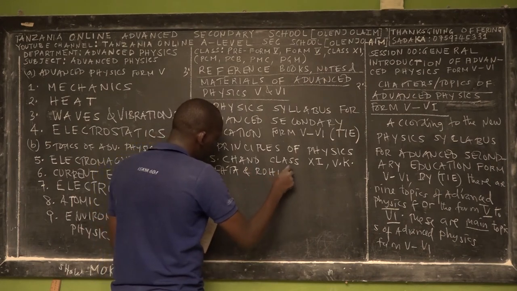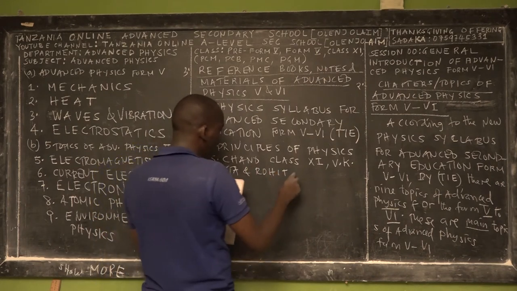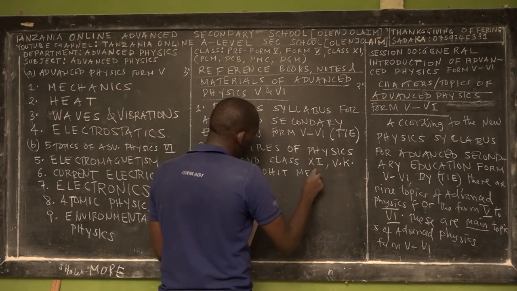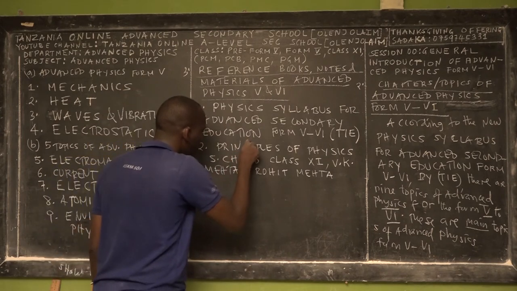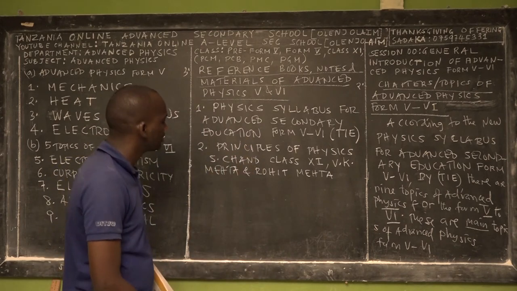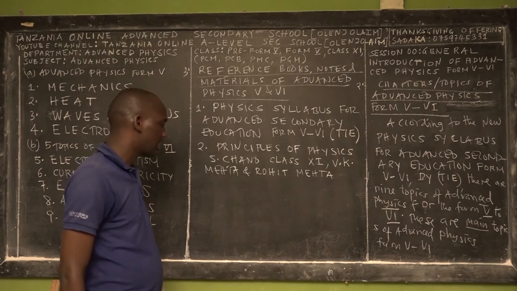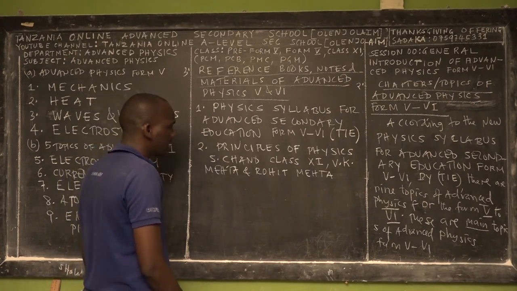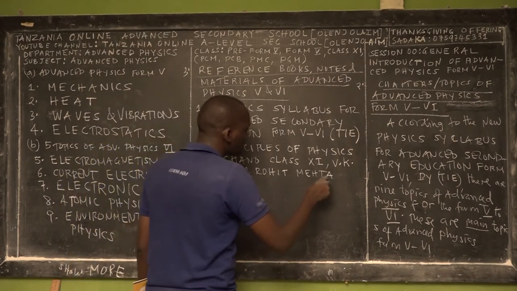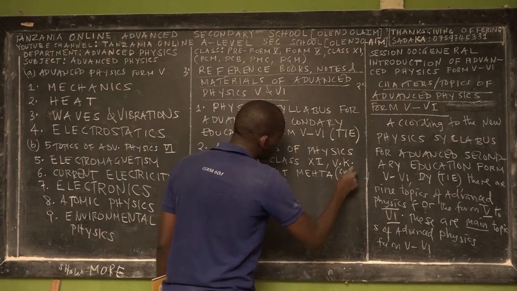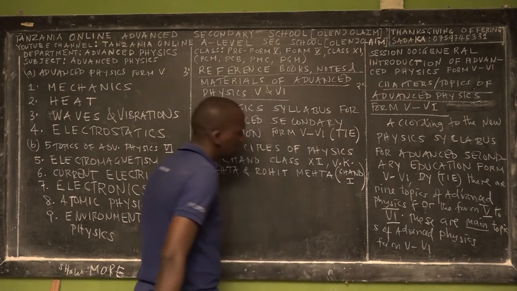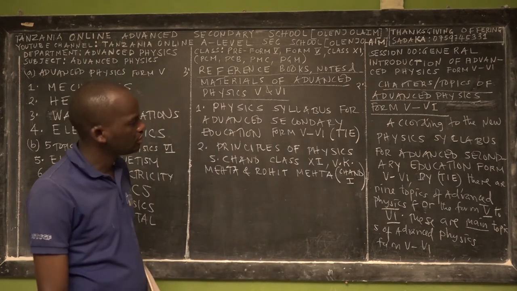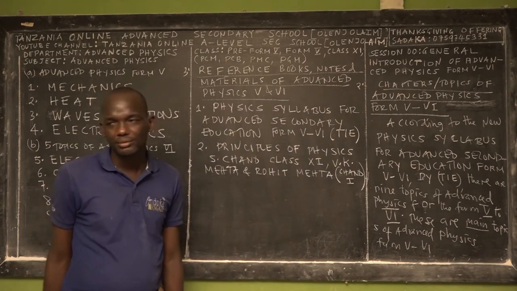So these are the physicists who have been teaching physics in India for a long time, and then they decided to put what they know in the book. Principles of Physics, S. Chand, class 11, and these are the authors. In Tanzania, this book is famous with the name Chand 1. It's just a brand name, okay?